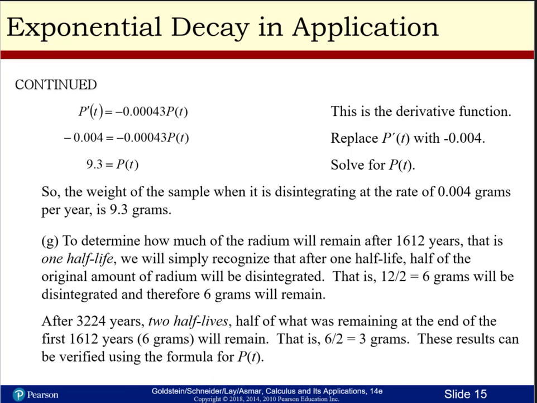To determine how much radium will remain after 1,612 years, that is one half-life, we simply recognize that after one half-life, half of the original amount of radium will have disintegrated. The original amount was 12. Half of that will remain, so we'll have 6 grams. After 3,224 years, another half will remain, so half of 6 is 3. And we can verify that by plugging it into our P of t formula.